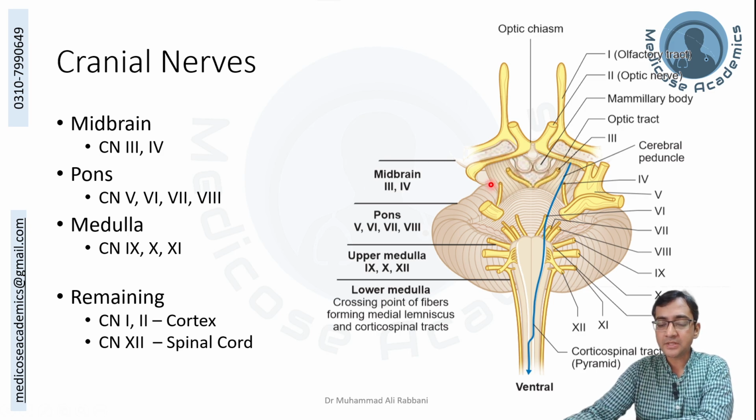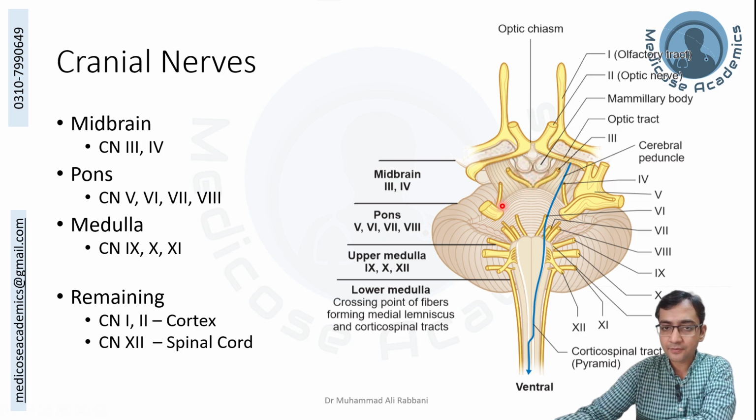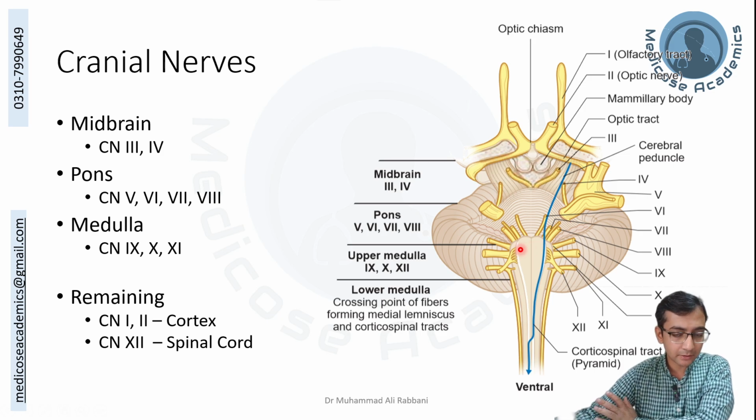Then the pons gives origin to four nerves: 5, 6, 7, 8. From the anterior surface of the pons there is 5, trigeminal. At the pontomedullary junction, from medial to lateral, there is 6, there is 7, there is 8: abducent, facial, vestibulocochlear. And third, but not the least, is the medulla.